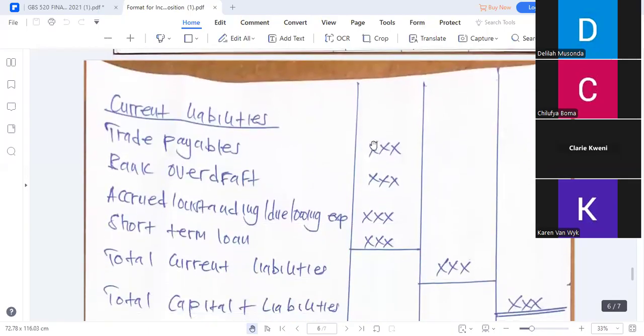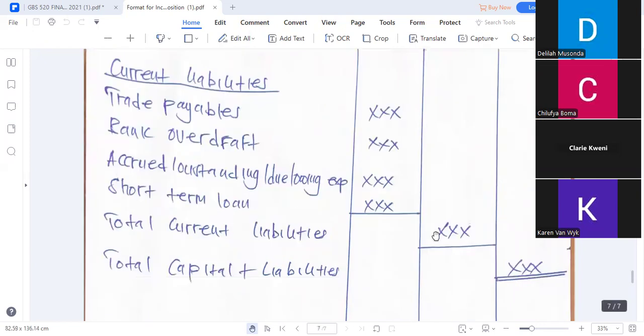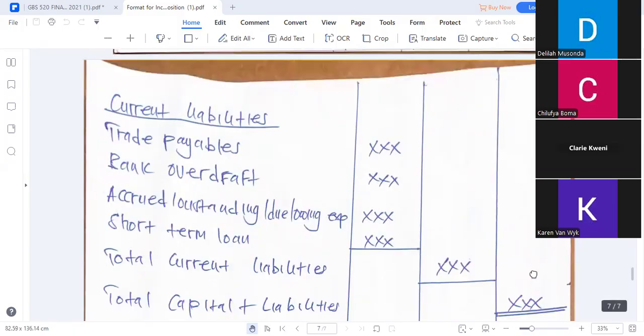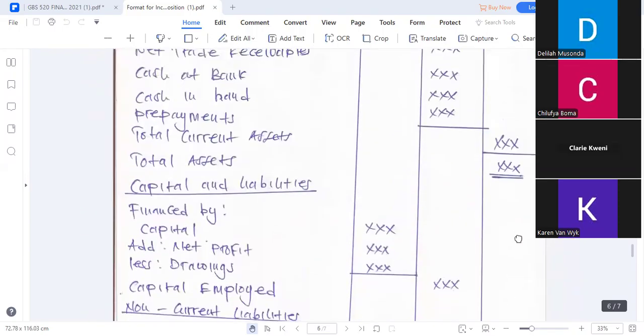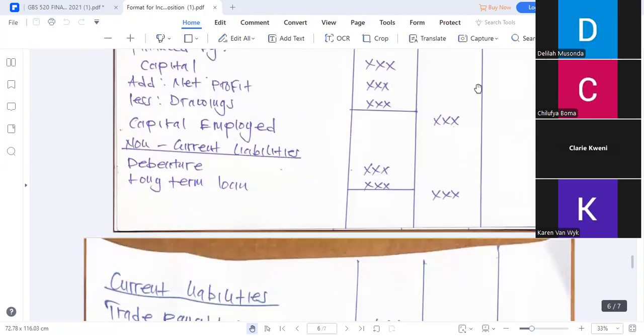The current liabilities: we have trade payables, which are creditors. Bank overdraft is also part of the current liabilities. Any accrued outstanding bills, you put them there. Any short-term loan, you put it here. Then you have our total current liabilities here. So you total up the current liabilities. So we have the long-term loan and the non-current liabilities there. And then you have total capital plus liabilities. So this amount must be the same as the total assets. The total assets, you add the non-current and the current assets. So this is the format that you need to know.